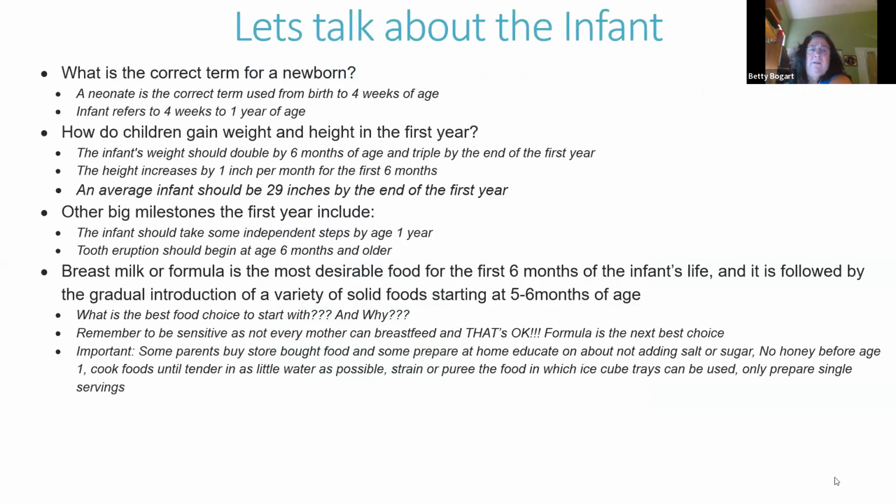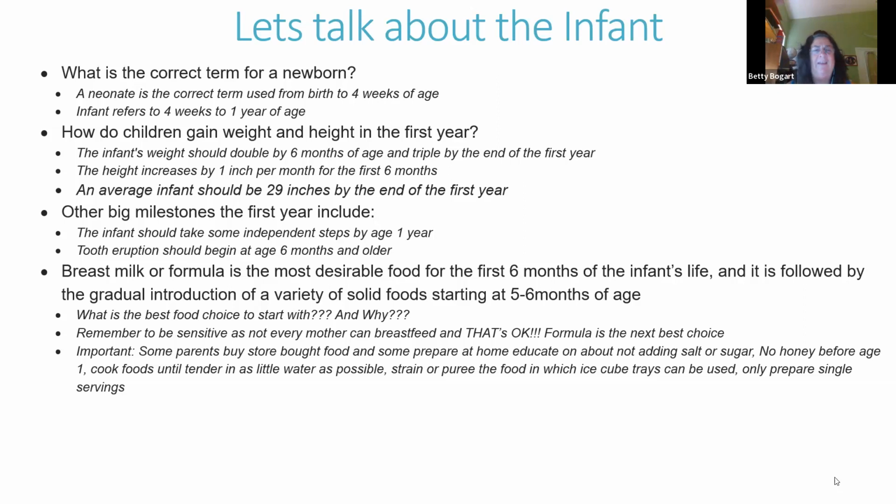So, infant. A neonate is the first 28 days of life. So, first 4 weeks. After that, we'll call them infants. Although the whole stage of the first year is their infancy, okay? But you want to be specific. First 28 days is neonate. Now, how do children gain weight?